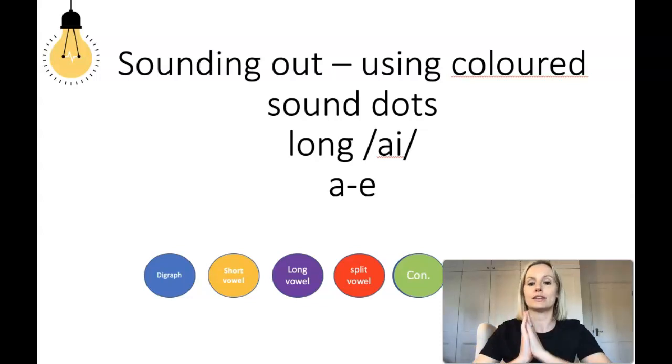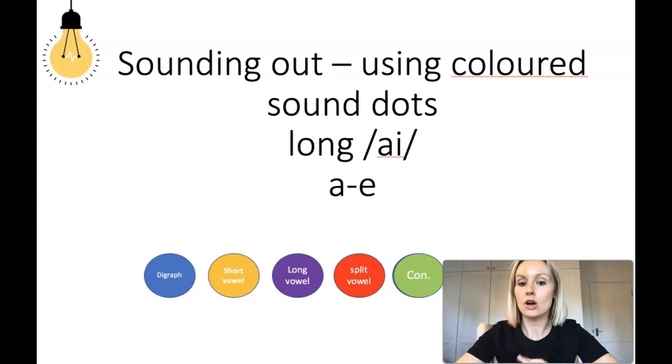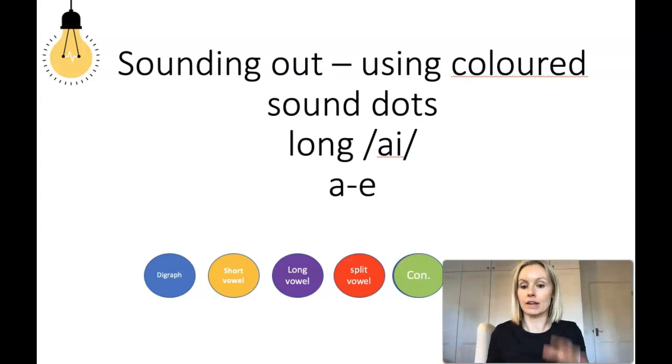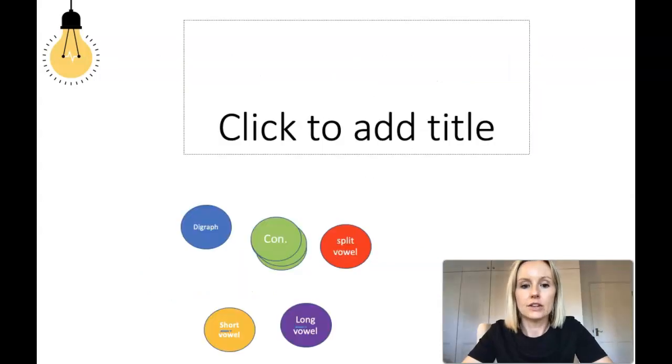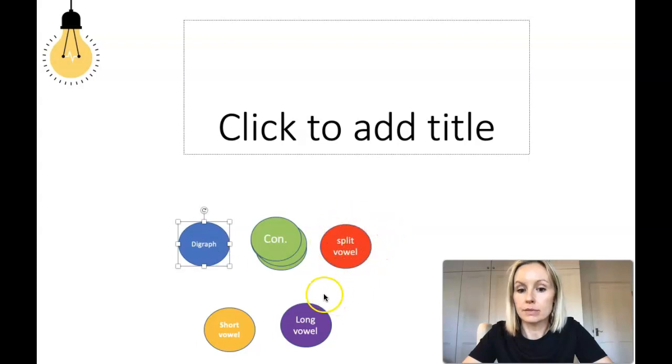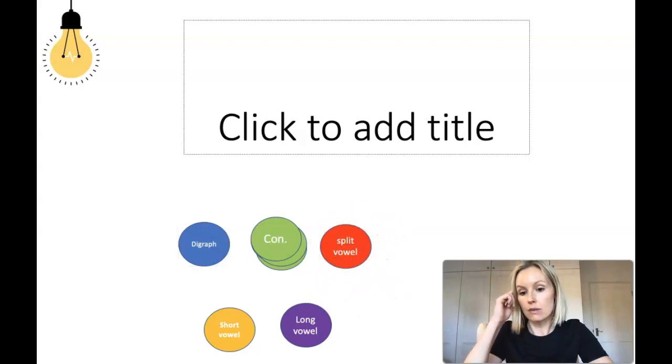Right, we're going to practice doing some coloured sound dots for the long A when the vowel is a split vowel. So when we have an A and then an E at the end. Okay, so if you haven't done this lesson yet, you need to go and watch those videos first because this is our practice time. So this time we're going to use our red split vowel to remind us that we've got to have that E at the end.